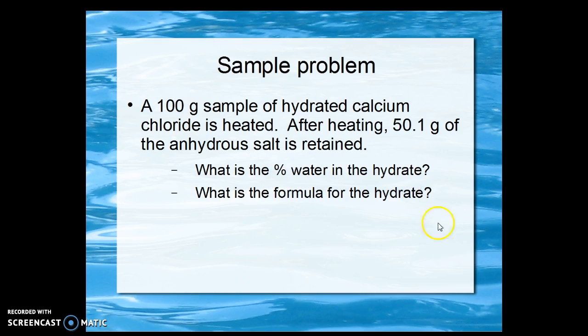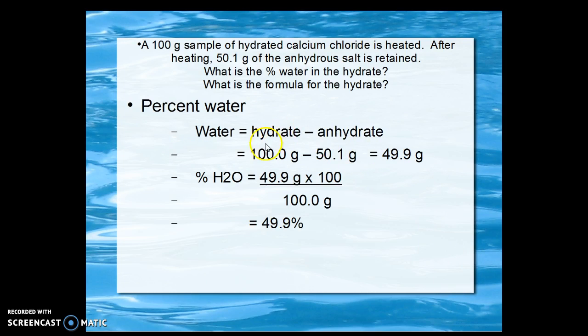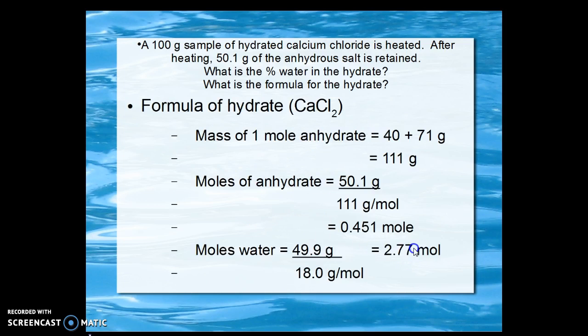Now the percentage of water is done just like you would do any percent problem. In this case, we've got 100 grams of the hydrate. We drive off the water and 50.1 grams will be left. That means 49.9 grams of water was trapped in that crystal. The percent water then is 49.9 grams, the water, divided by 100 grams, that was the hydrate, and of course to get a percent you have to multiply by 100. So 49.9% is the answer.